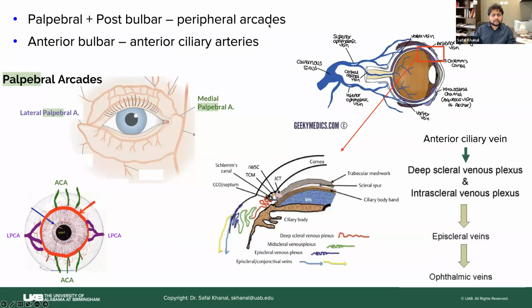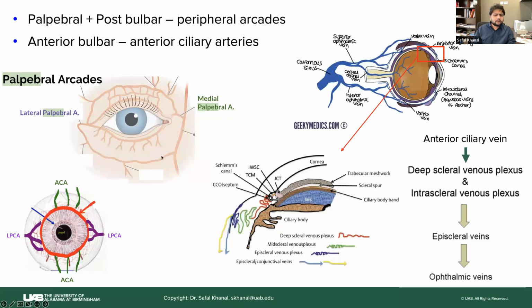Again, these peripheral arcades are formed by the lateral palpebral artery, which is a branch of the lacrimal artery on the lateral side, and then the medial palpebral artery, which is a branch of the ophthalmic artery itself. They anastomose to form these arcades around the eyelid, which also supplies the conjunctiva.